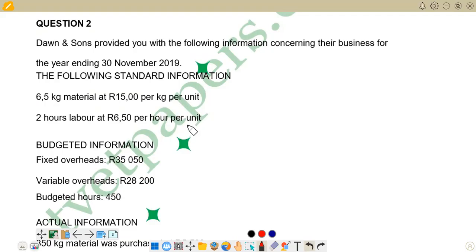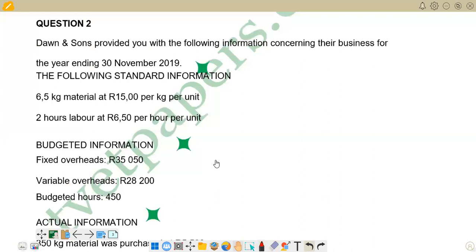The question reads: Stands provided you with the following information concerning their business for the year ending 30 November 2019. The following standard information, we have got 6.5 kg material, it's 15 rand per kg per unit. 2 hours labor, it's 6 rand 50 per hour per unit. And then on budgeted information, we've got fixed overheads, 35,050 rands, and variable overheads, 20,200 rands, budgeted hours, 450. So this is what we have.